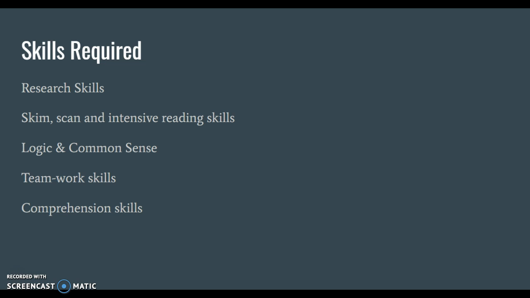Etc., etc. Teamwork skills will be needed. Each student will produce their own argumentative letter, which will show that they know how to write an opinion or an evidence-based argument, but they will be peer assessing. They will be helping each other find facts. I'm never the first place to go for help, so they always need teamwork skills. Comprehension skills, of course, to be able to understand something.